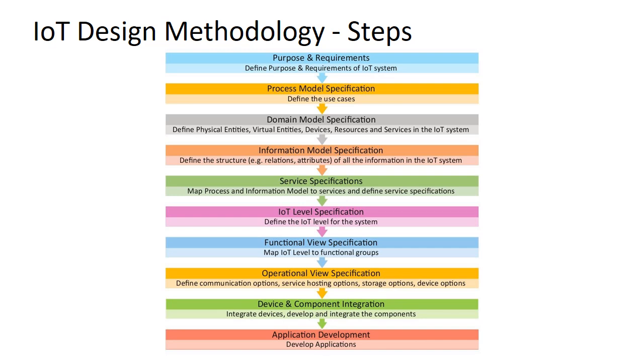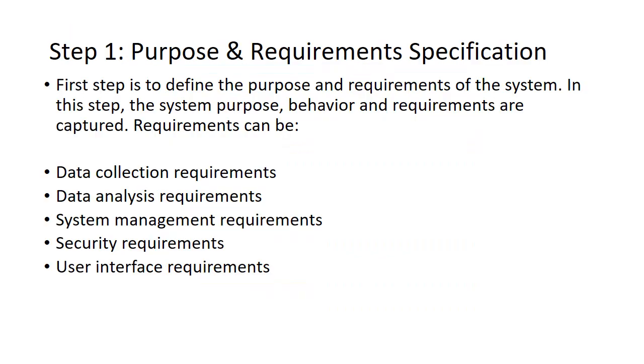Step 1, purpose and requirements. Second step, process model specification. Thirdly, domain model specification. Fourth, information model. Fifth, service specification. Sixth, IoT level specification. Seventh one, functional view. Eighth, operational view. Ninth one, device and component integration. Finally, application development.